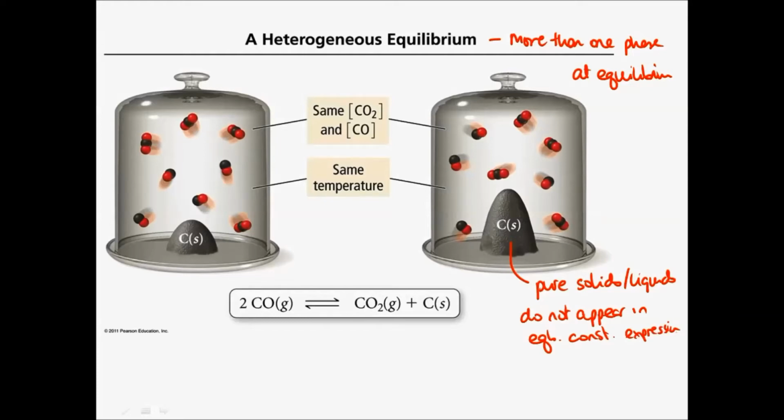So look at this reaction here. We can write the equilibrium constant in terms of concentrations in molarities as the concentration of carbon dioxide divided by the concentration of carbon monoxide squared. We can also write it in terms of partial pressures. In this case, it is the partial pressure of carbon dioxide divided by the partial pressure of carbon monoxide squared.